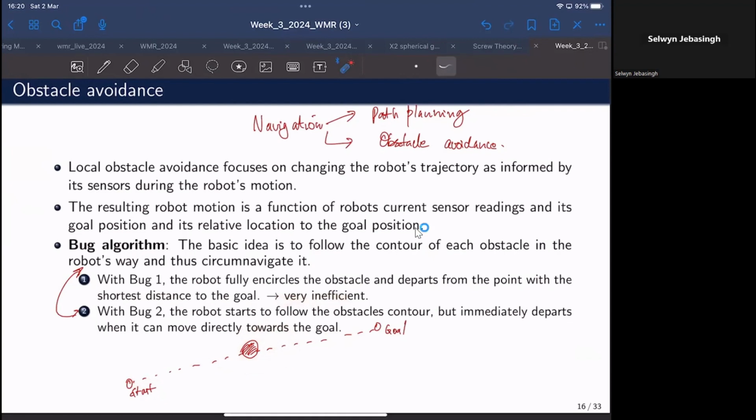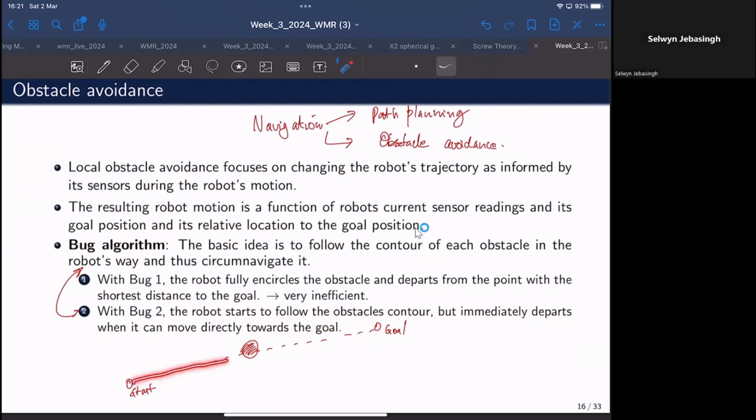So this is where the Bug 2 algorithm comes in. In Bug 2, the robot starts to follow the obstacle's contour, but immediately departs when it can move directly towards the goal. For example, if it goes along the planned trajectory and cannot continue because there is an obstacle, it will try to circumnavigate it, and once it has reached a point where it can directly move towards the goal, it will directly move. It does not have to wait until it reaches the point which has the shortest distance. It can go from here. Once the goal is in its line of sight, it can directly depart.